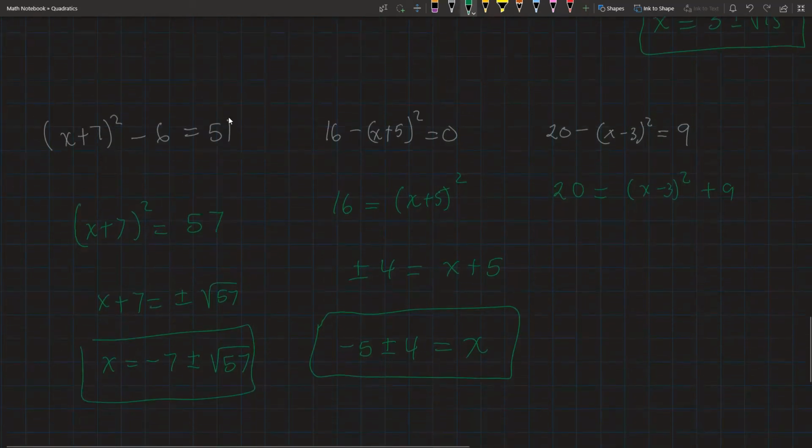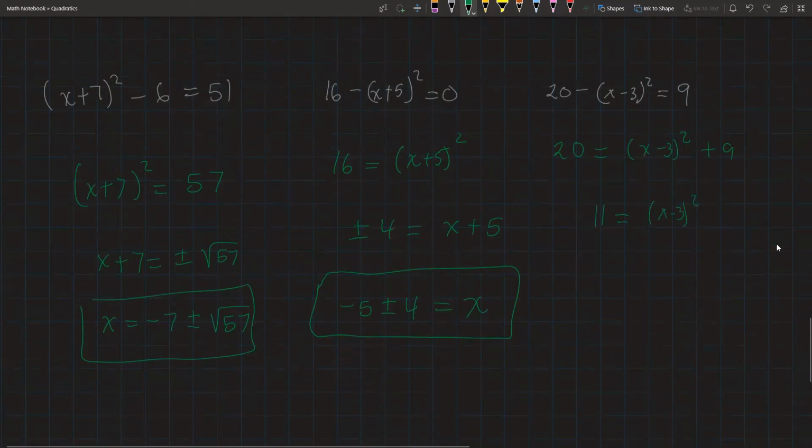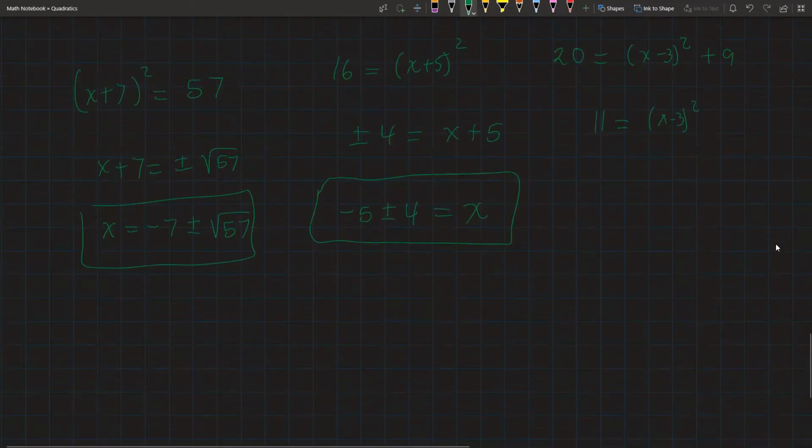Then I see it like these type of problems. We're going to undo the plus 9 by subtracting it on both sides. 20 minus 9 should be 11 equals something squared. And the something is still x minus 3. The 2 possible numbers to square and get 11 are positive, negative square root of 11 equals x minus 3, which is the something. And therefore, x is positive 3 plus or minus the square root of 11.